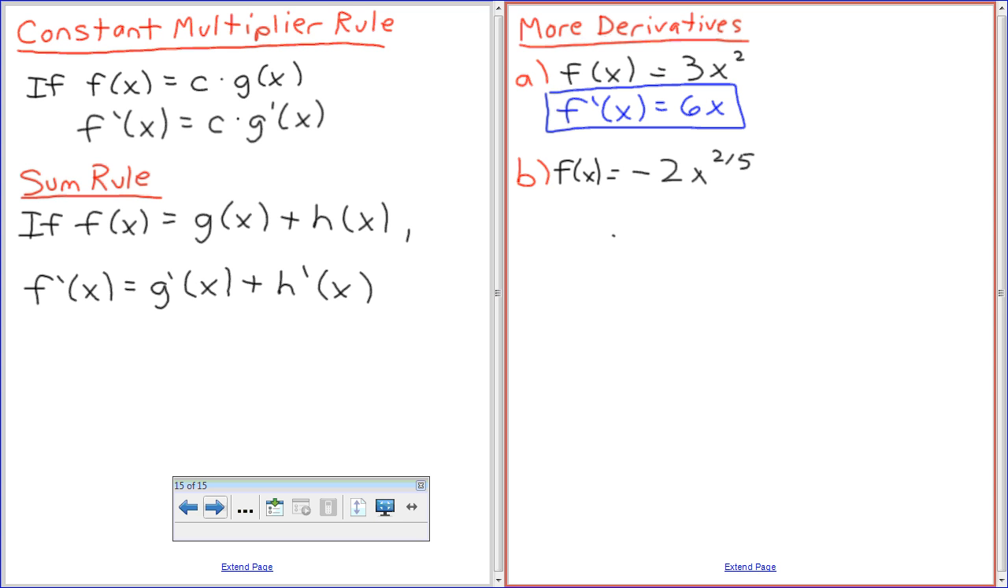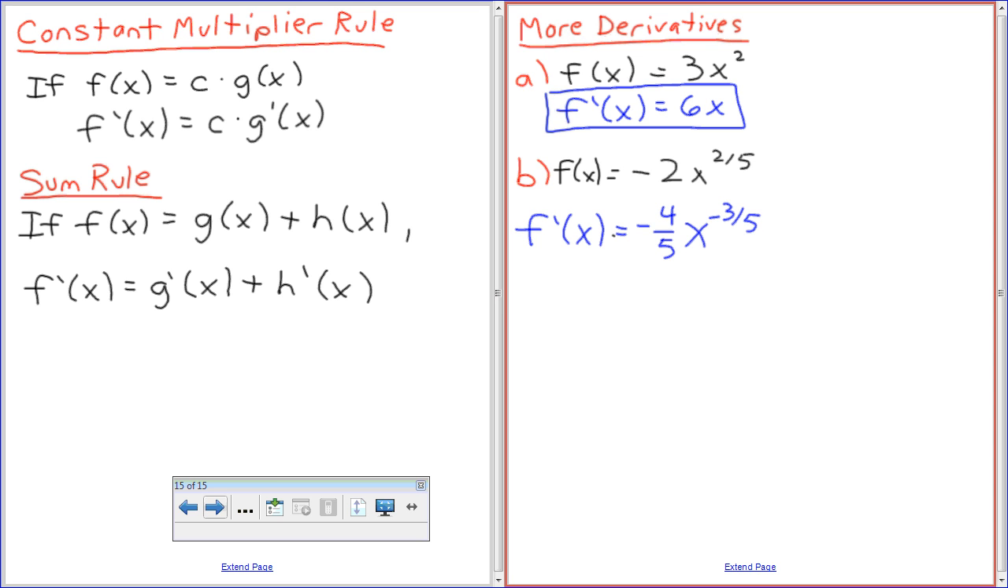Should you leave the exponent as a fraction? Either one's fine. I don't need it as a fraction. I have the answer. Okay, Bailey, go ahead, please. Negative 4 over 5 x to the power of negative 3 over 5. Very good.